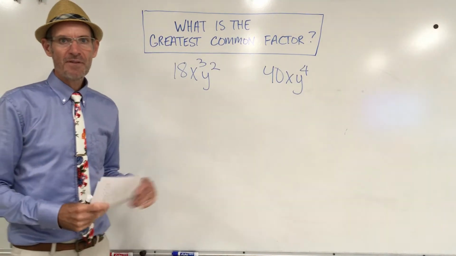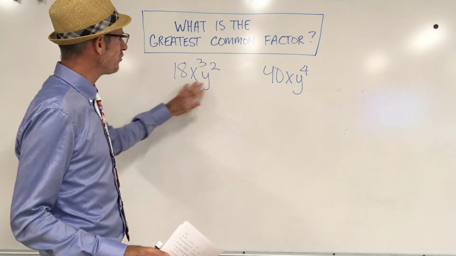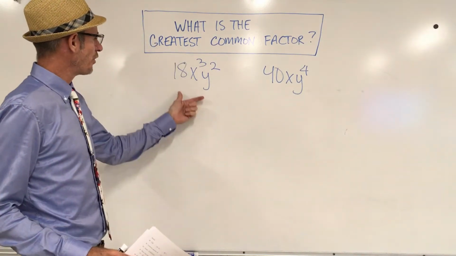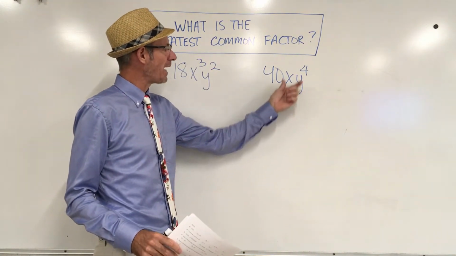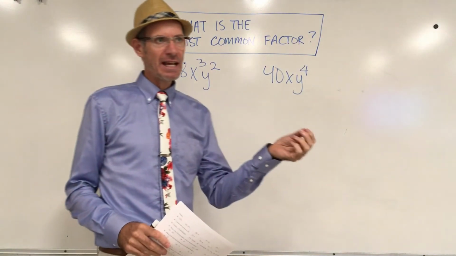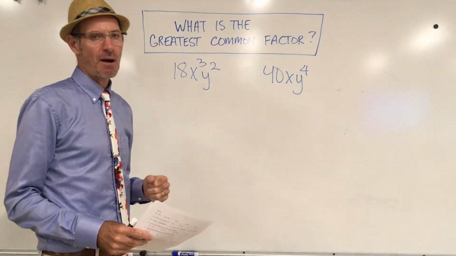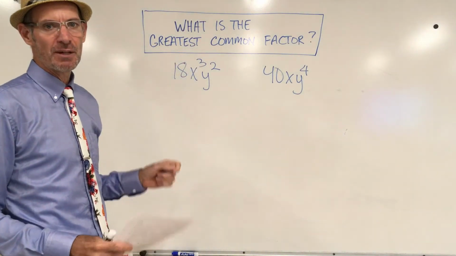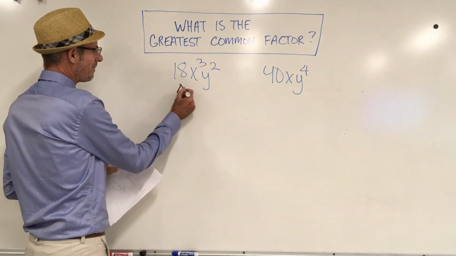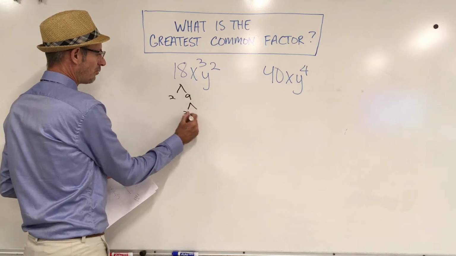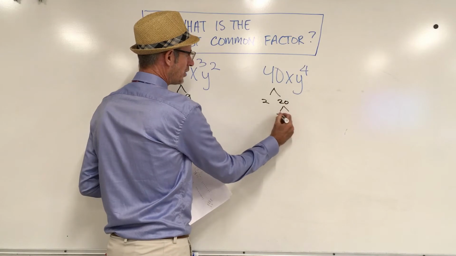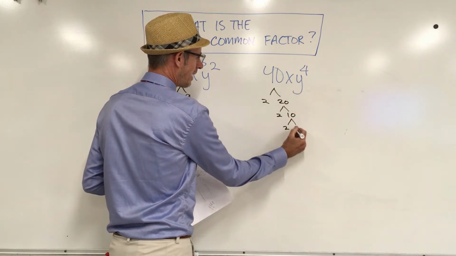On this problem, we're going to find the greatest common factor of these two algebraic expressions. These are both monomials, 18x to the third, y to the second, and 40x, y to the fourth. Some students can look at 18 and 40, and they know the greatest common factor is 2. 2 is the biggest number that goes into both of them evenly. But many students struggle with that, so I'm going to take my 18 and make it 2 times 9, which is 3 times 3. And I'm going to take my 40, which is 2 times 20, which is 2 times 10, which is 2 times 5.